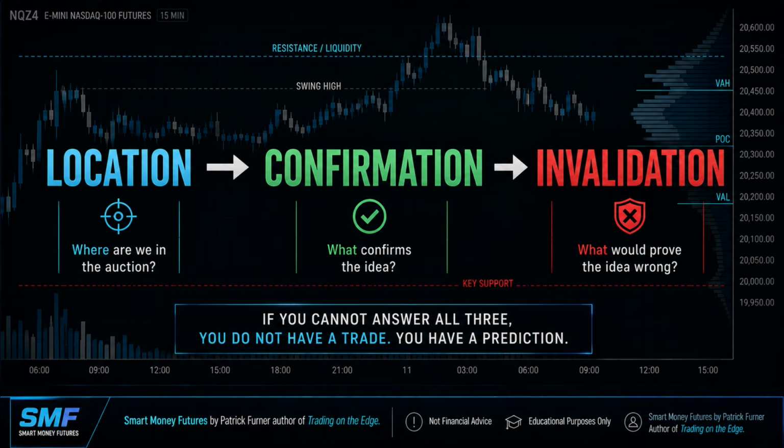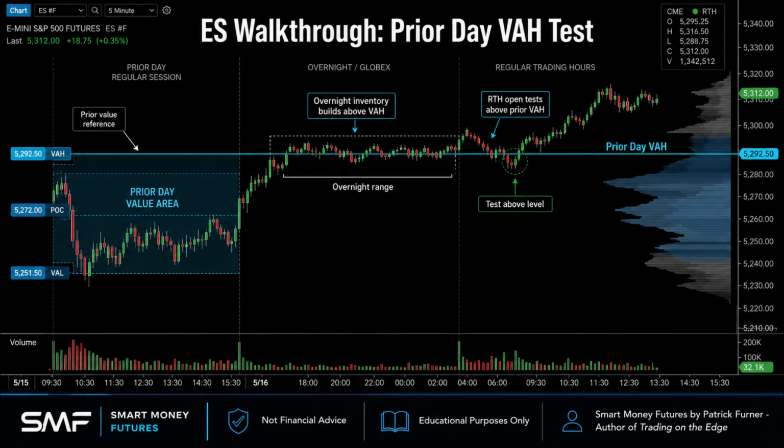The issue is that they use market structure as a trigger without understanding auction context, confirmation, or structural invalidation. Those 3 gaps, context, confirmation, and invalidation, are what the 3 questions close. Now let me walk you through how this plays out on an actual ES session. This is how the 3-question framework looks when applied in real time.